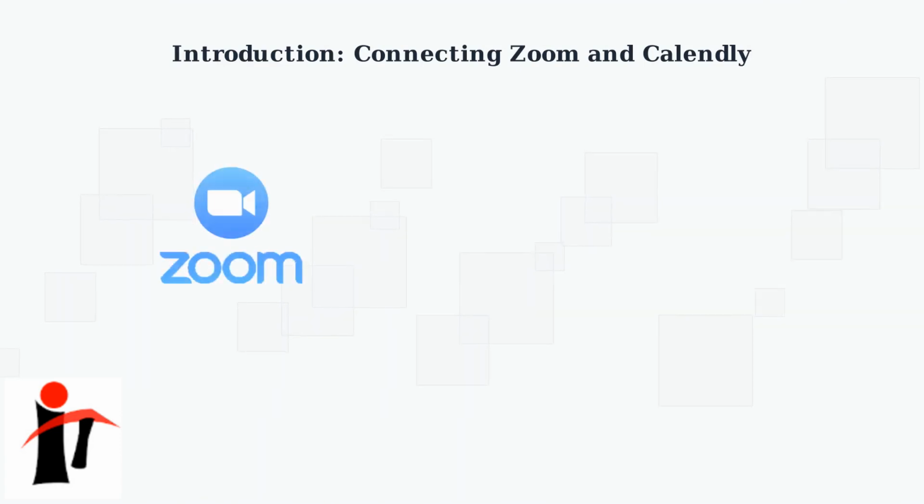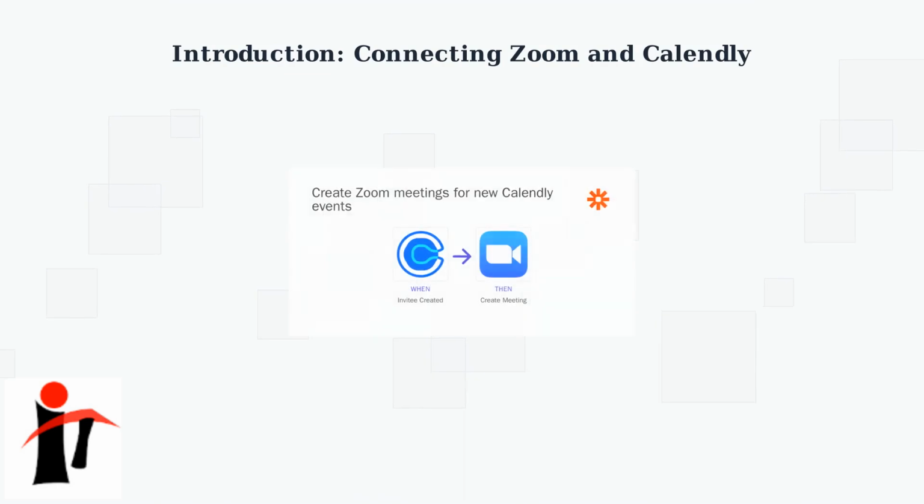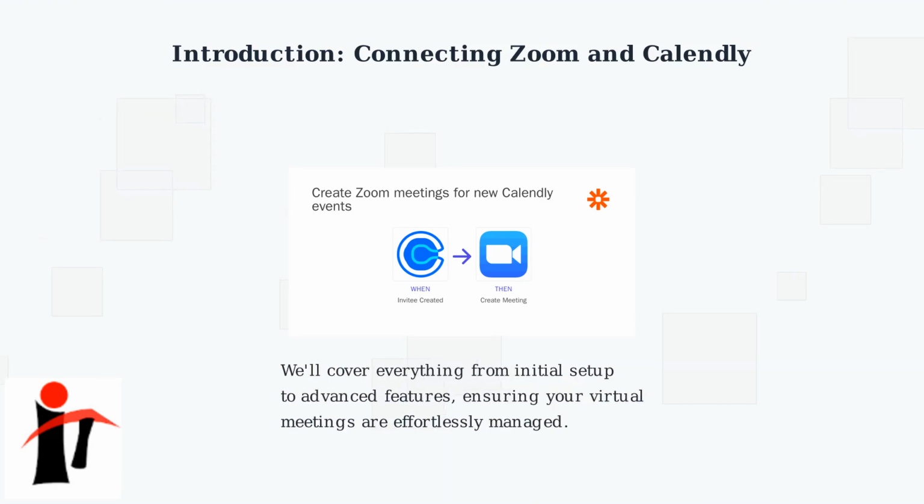Do you want to automatically add Zoom meeting links to your Calendly events, saving you time and reducing errors? Connecting Zoom to Calendly is straightforward and can greatly streamline your scheduling process. This video will show you how to seamlessly integrate these two powerful tools. We'll cover everything from initial setup to advanced features, ensuring your virtual meetings are effortlessly managed.